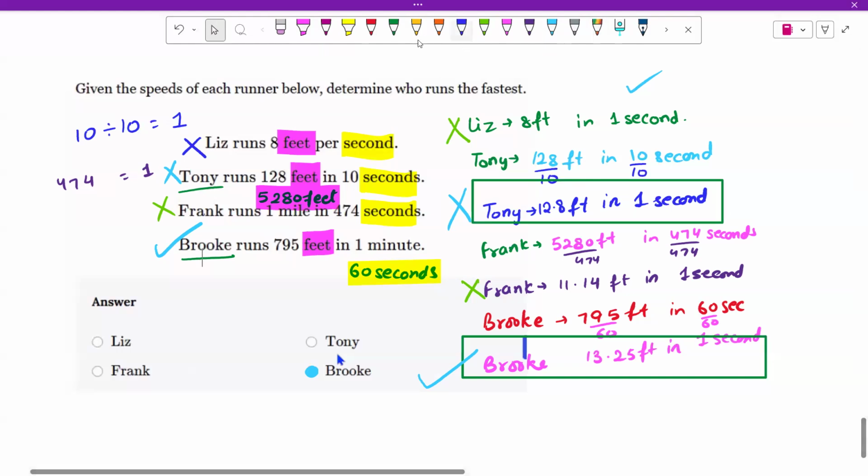Okay. Any questions in any part? No. All right. So let's go and do this. You can make a note of this.